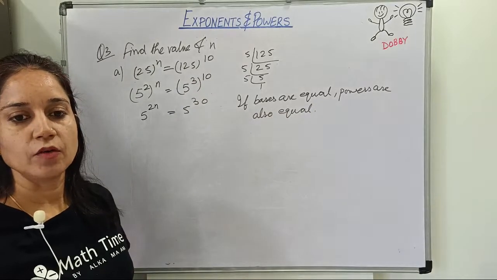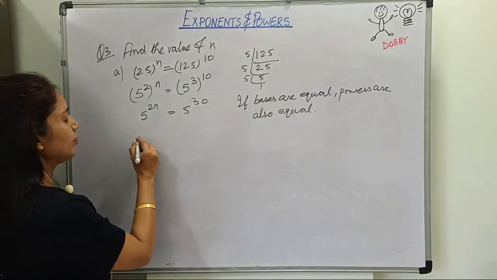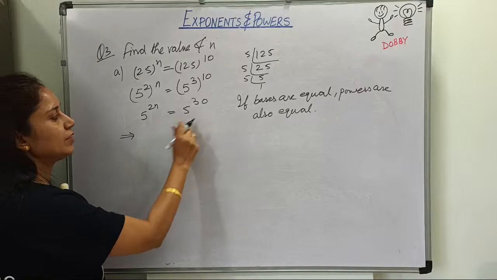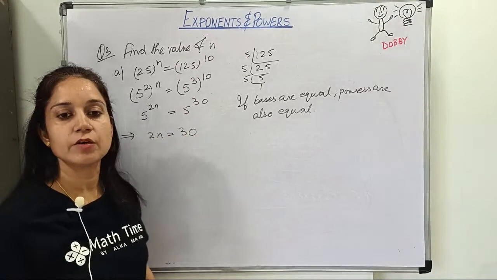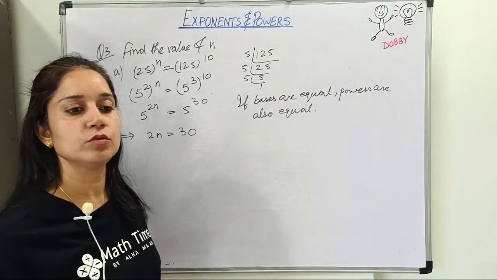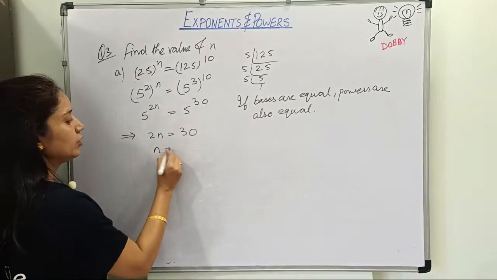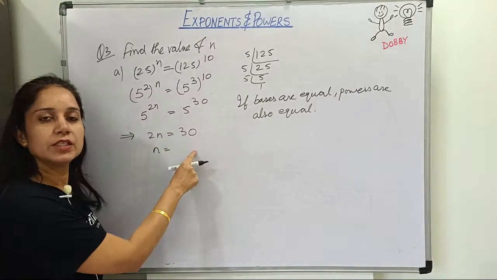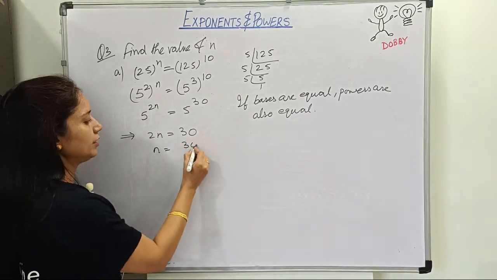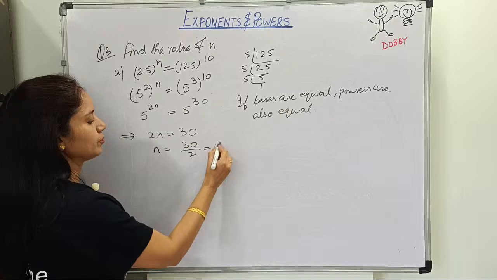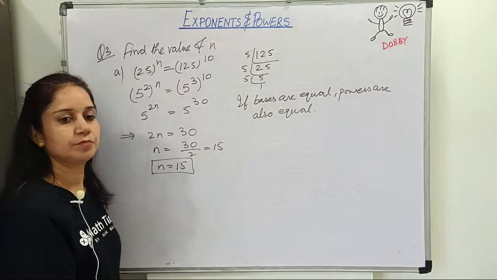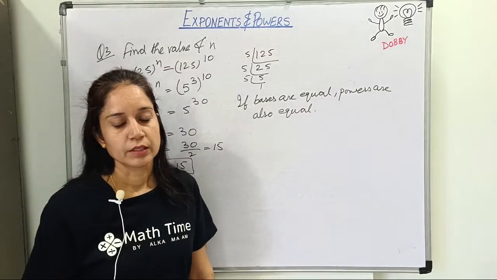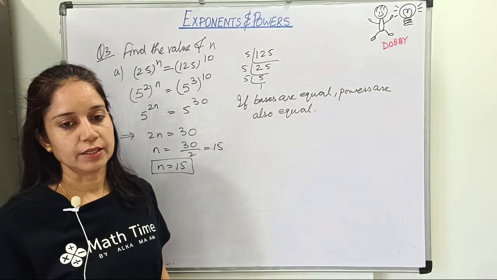When bases are equal, powers are also equal. That means now we are leaving the base. It means 2n equals 30. Powers are also equal, 2n equals 30. So n is, 2 is in multiplication, it will go to the other side in division. 30 divided by 2 equals 15. So n equals 15 is the answer. Yes, Avipsa correct. Kshitij correct.